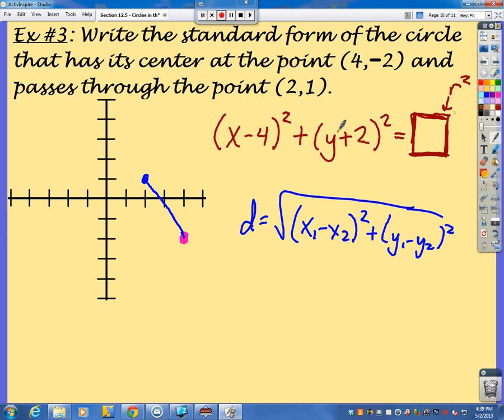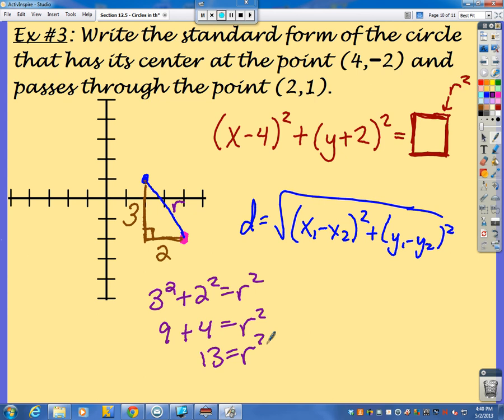We talked alternatively about dropping down a line straight down and then straight over and making ourselves a little right triangle here so that we could use the Pythagorean theorem. So here, we were at 2. We need to go over 2 more. So this has length 2. Here we were at negative 2 in the y direction, and this is 1 in the y direction. So there's a difference of 3 there. So now we could just use the Pythagorean theorem to figure out what this radius is. So 3 squared plus 2 squared equals r squared. There's 9 and 4. So r squared is 13.